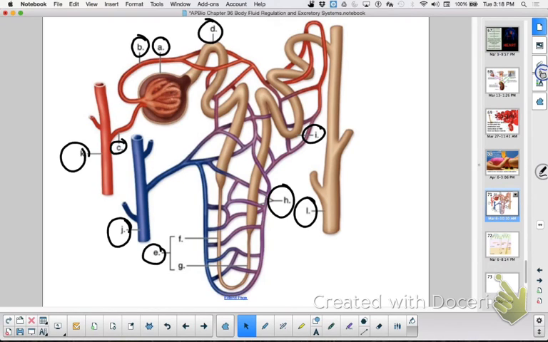K, L, what's this? Collecting duct. What do we know about the collecting duct? Water reabsorption. What else? Some urea. Who impacts it? Oh, it's the ADH, which stands for antidiuretic hormone, which comes from the pituitary gland. Okay, you feeling strong? That was a good little test.